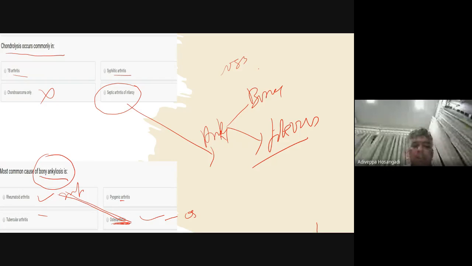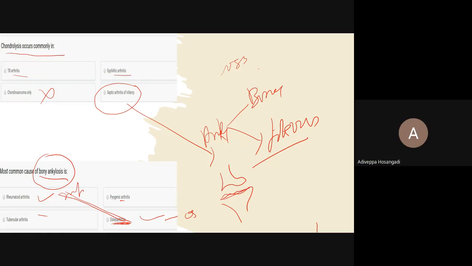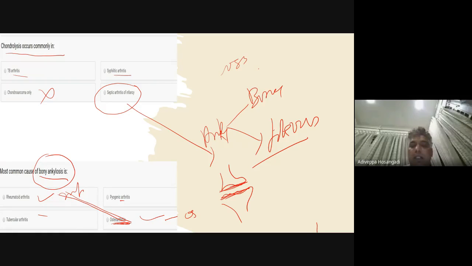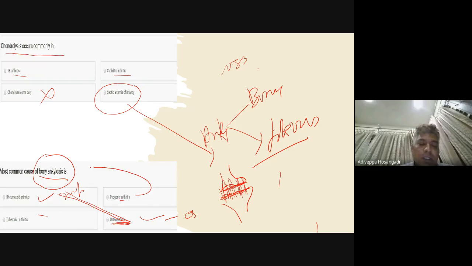Bony ankylosis happens when, I'll draw a picture of the knee, the entire cartilage is eaten away or completely eroded. Then when subchondral bone comes in contact or rubs each other, you get a solid bony ankylosis. That is possible because of high virulence of pyogenic or bacterial infection. So pyogenic arthritis most commonly leads to bony ankylosis. Even in tubercular arthritis, there is loss of the articular cartilage, but it causes fibrous ankylosis.